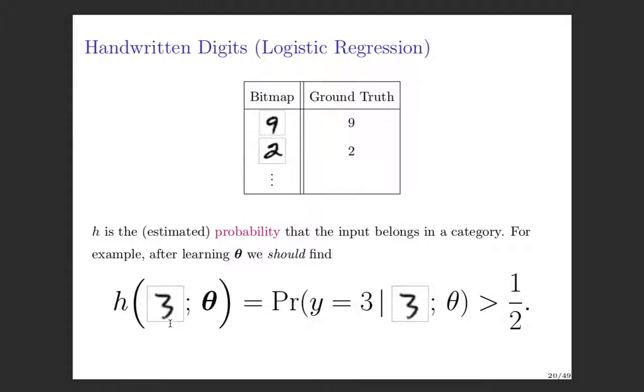You give it a new bitmap, something that's not labeled. You give it theta, you tell it how to set its parameters after learning them. And then this is going to be equal to the probability that this 3 should be given the label 3. And that better be greater than 1/2. So in this case, the thing that we're trying to learn are the parameters to this probability function.